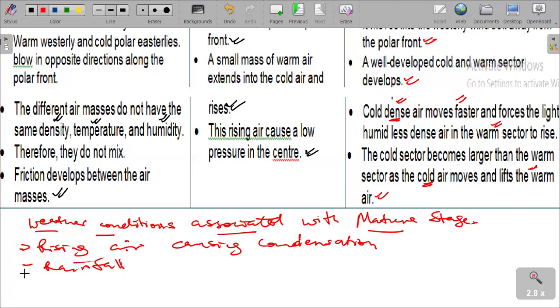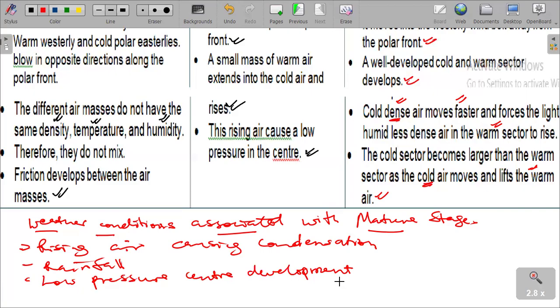We have got the dropping low pressure, or further development of the low pressure center, which is caused as a result of the rising warm air. Therefore, it further causes the low pressure center development to be well pronounced. It becomes well pronounced there.